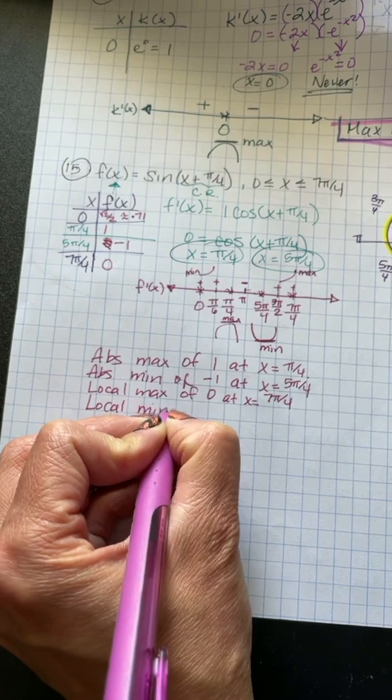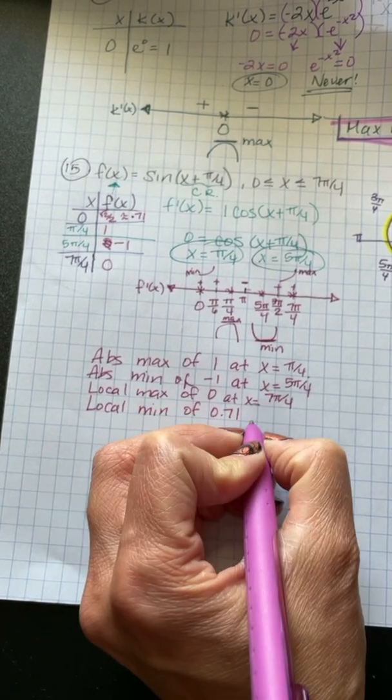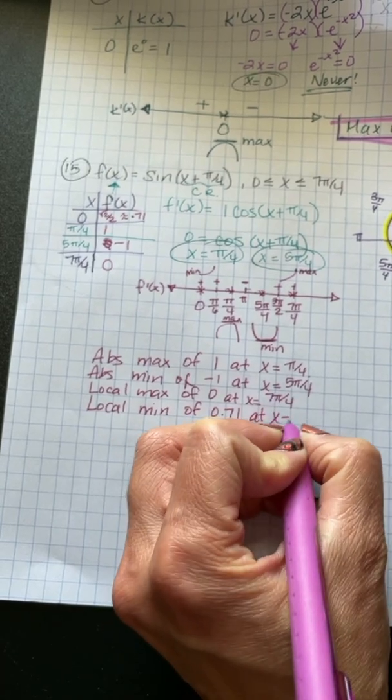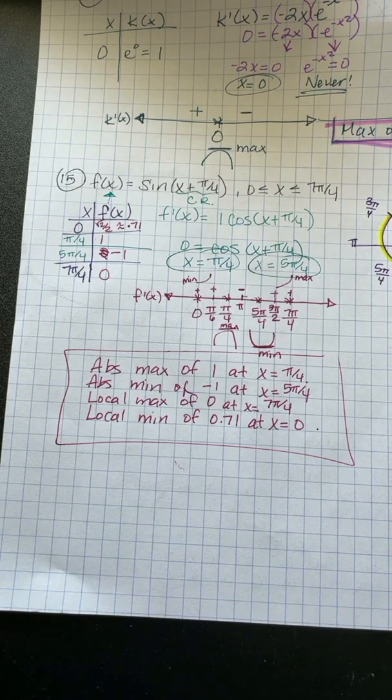And the local minimum of 0.71 at x equals 0. So this one had a bunch of them. A bunch of extrema.